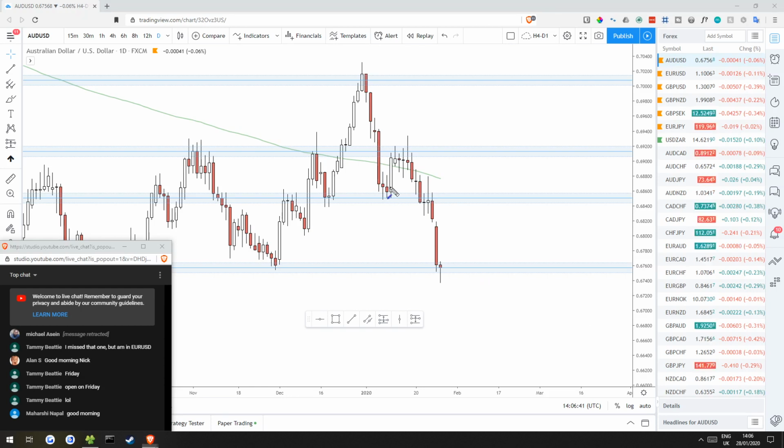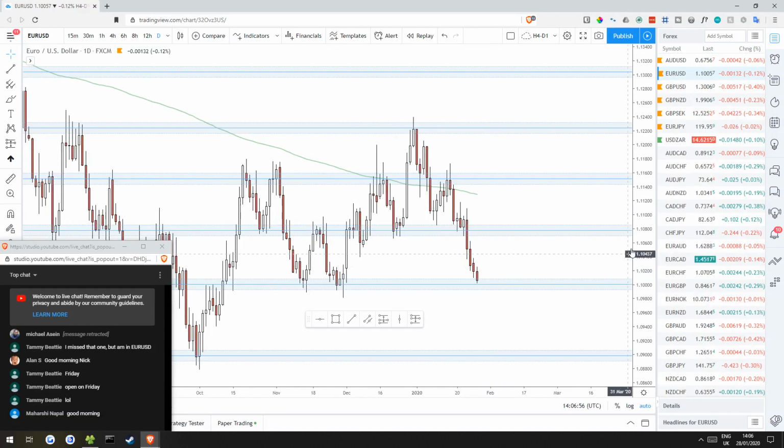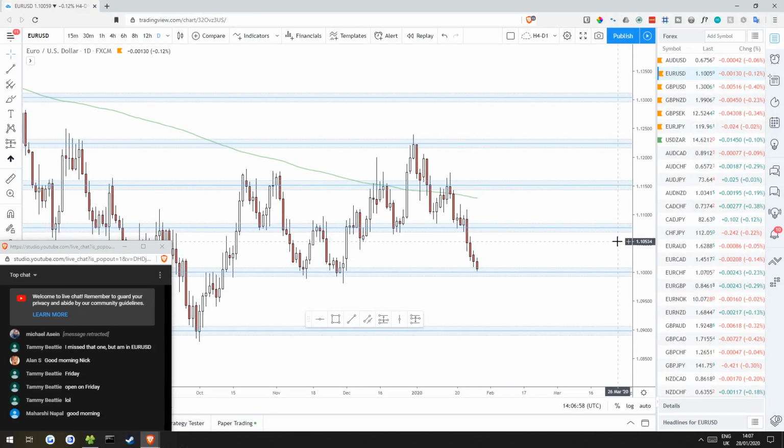It could keep going down from here, of course, but I do think there's also good potential for a long trade if it stalls out here on the daily. So what I'm waiting for is today's candle to close, and then I'll be looking for a potential long here tomorrow. EURUSD, very similar scenario, although this one isn't really stopping yet.